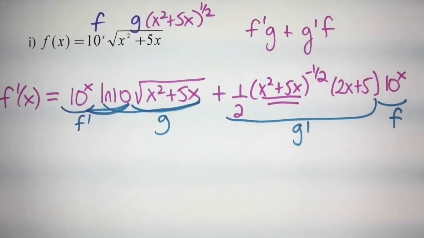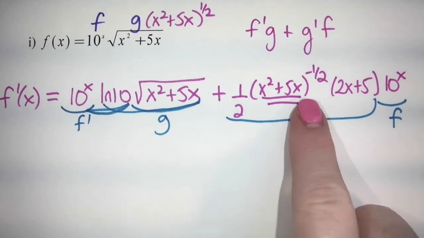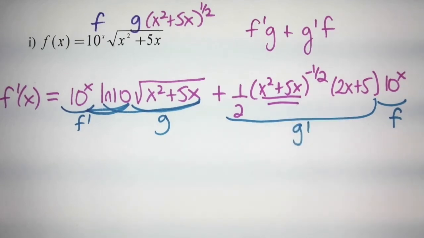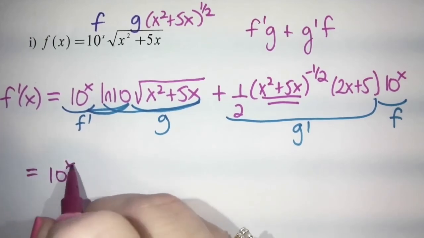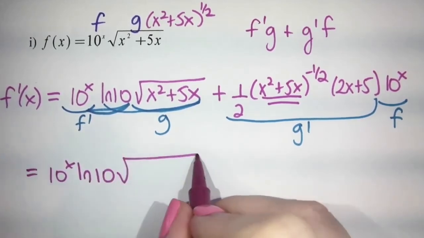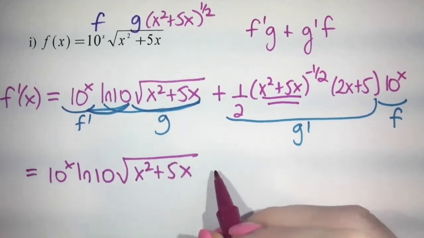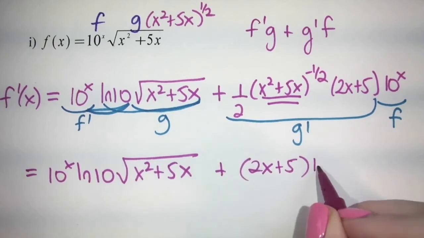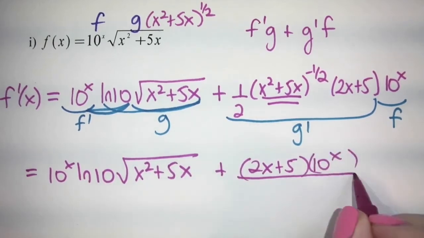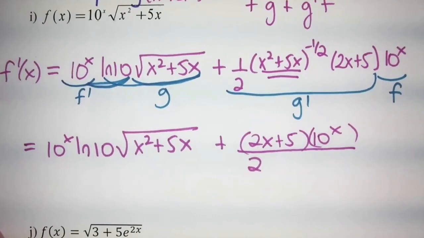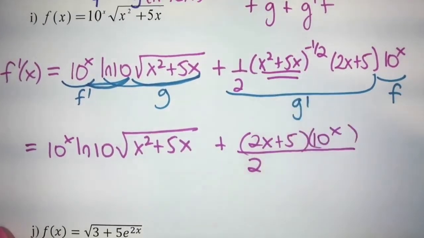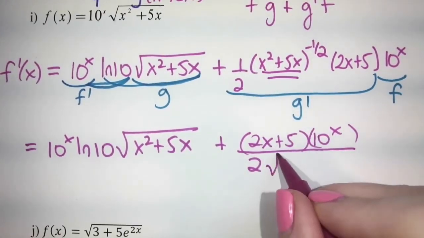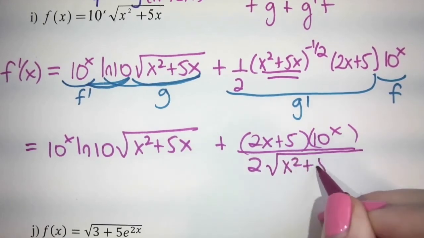Well, we would probably take the negative a half here and put it down to the bottom and make it positive a half and write it back as a root. So we have 10 to the x ln 10 square root x squared plus 5x. We'll leave the 2x plus 5 and we'll leave the 10 to the x because they're both on the top. And we'll leave the 2, it's already on the bottom. And then when we bring this x squared plus 5x to the negative a half down, it'll become positive a half, which means then we can write it as a root again. And so that would be our final answer.